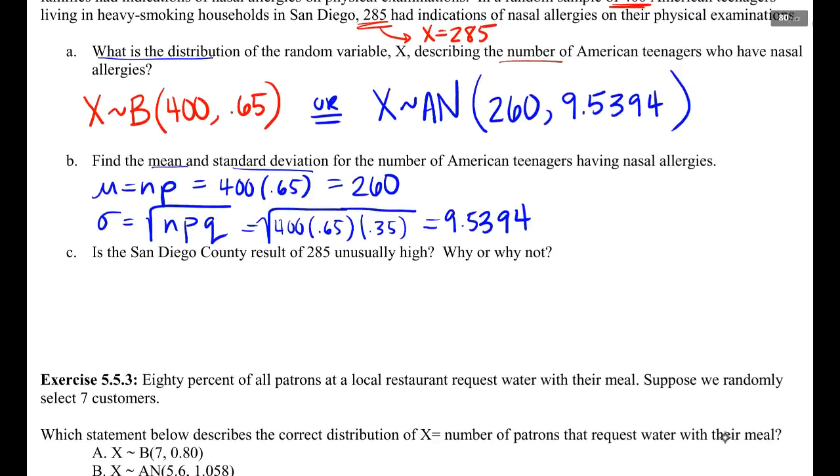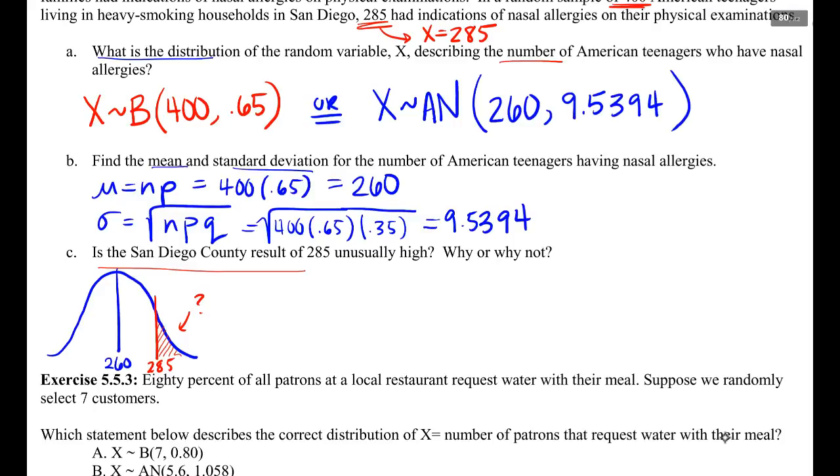Our last question says, is the San Diego result of 285 unusually high? Why or why not? Well, we didn't get a whole lot of guidance here, but we know we expected around 260 people. And what happened in San Diego is we got 285. Now, when we talk about being unusually high, we can't just look at the probability of 285, because that's going to be low by itself. We want to look at getting something like that or something higher. Anything higher than 285 would be even more unusual, so we need to include those as well.